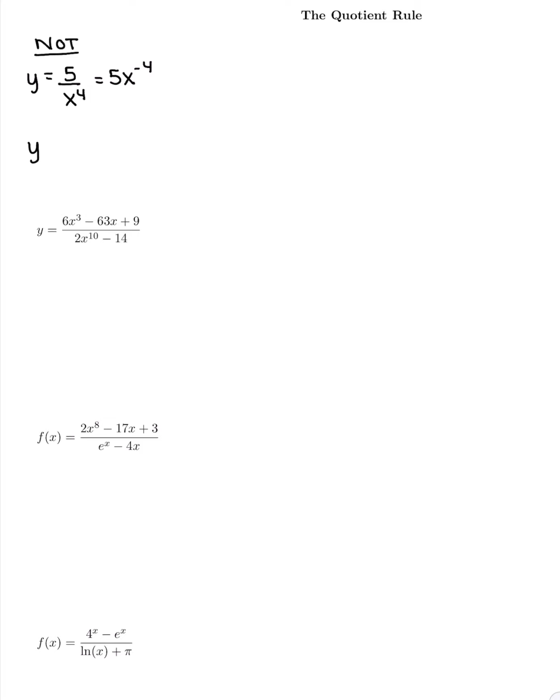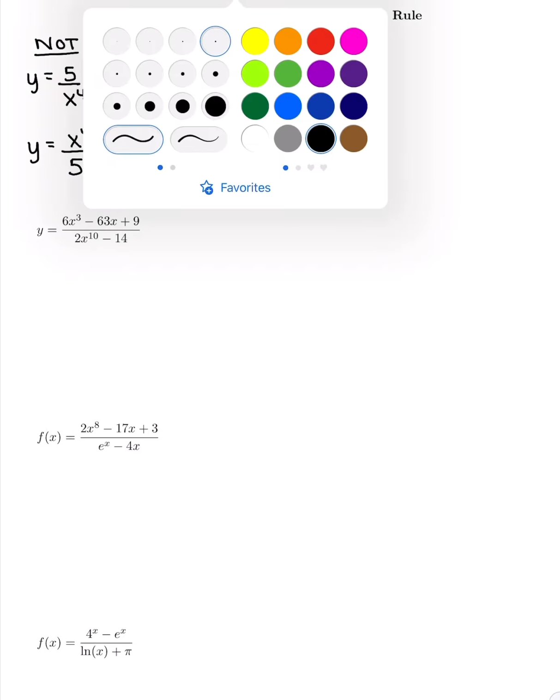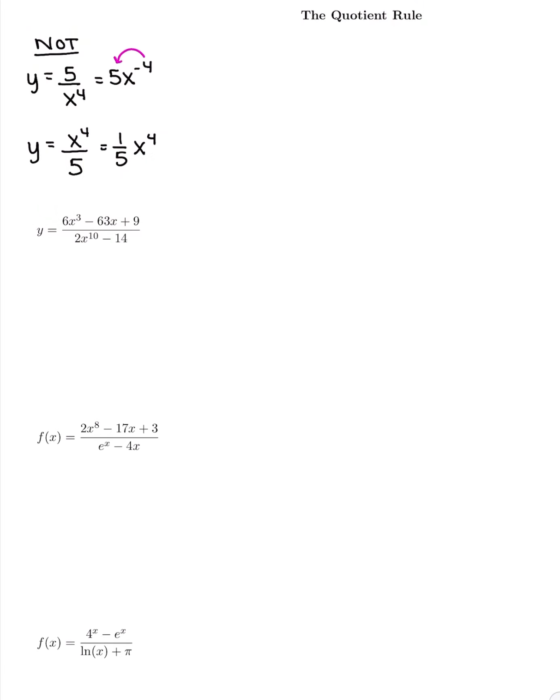Or conversely, we could only have x's in the top. We could have x to the 4th divided by 5, which is really the same thing as 1/5 x to the 4th. And we would know to bring down the power and subtract 1 for the new power for that as well. These both just end up being basic derivatives. If you only have x's in just the top or the bottom, it's not a quotient rule.